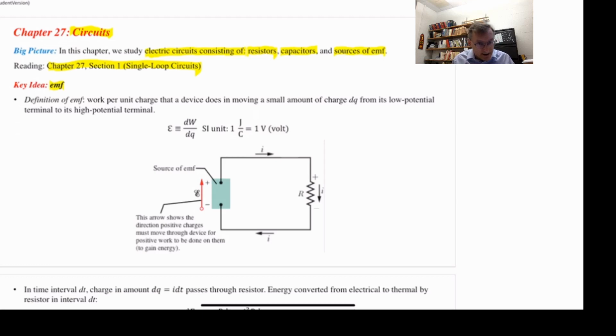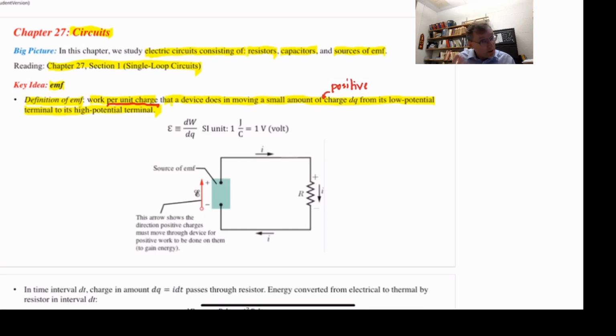Now, here's the definition of it. It's going to seem a little bit abstract, but we'll get used to it. This is the definition of EMF. It is the work per unit charge. Here we go again with that per unit charge concept. Work per unit charge that a device does in moving a small amount of positive charge dq from its low potential terminal to its high potential terminal. Okay? It is work per unit charge that a device does on charge carriers that move through it.